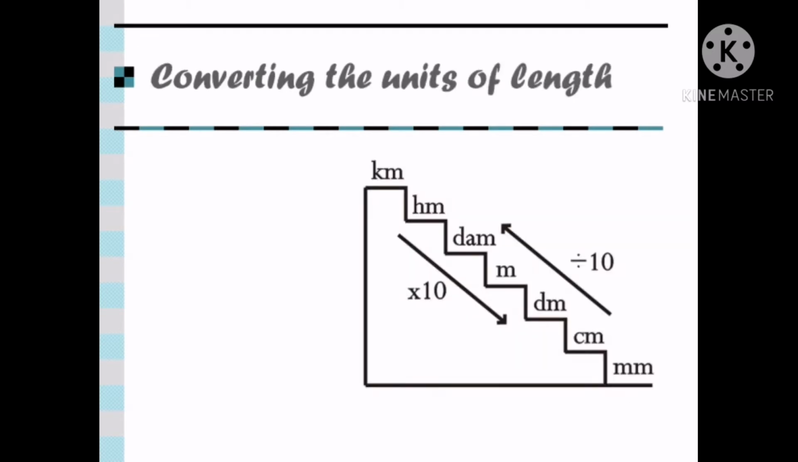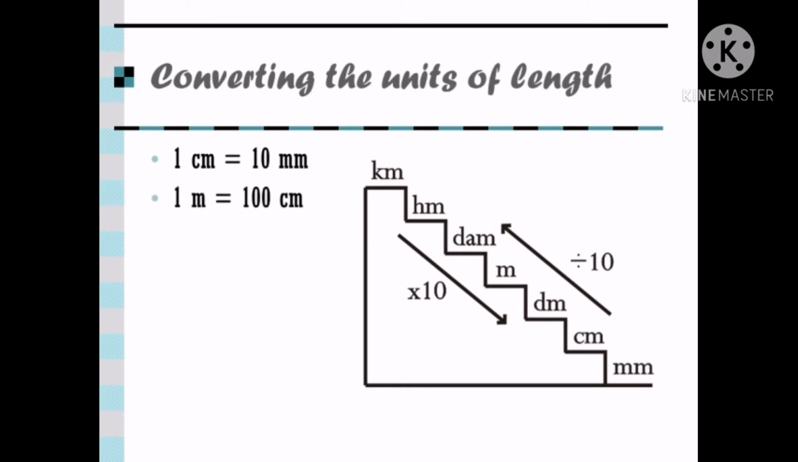Now I'm going to tell you how to convert the units of length. This is like a staircase. Every time you go up one stair, you divide the number by 10. And every time you go down one stair, you times the number by 10. 1 centimeter is equal to 10 millimeters, because from centimeters to millimeters, you need to go down one stair. So you times 1 by 10 and 1 centimeter is equal to 10 millimeters.